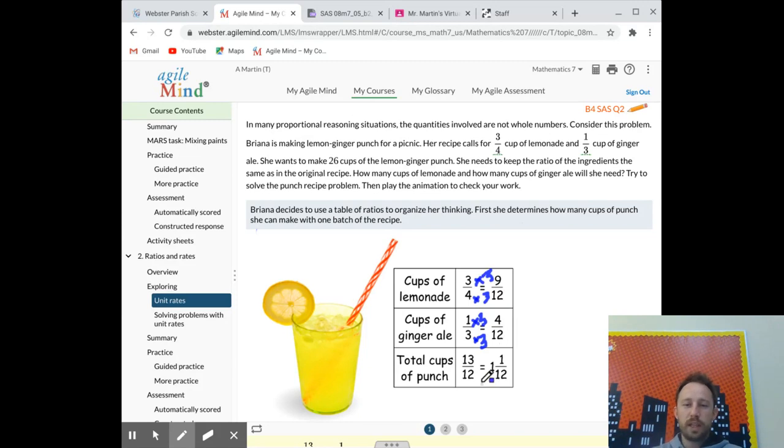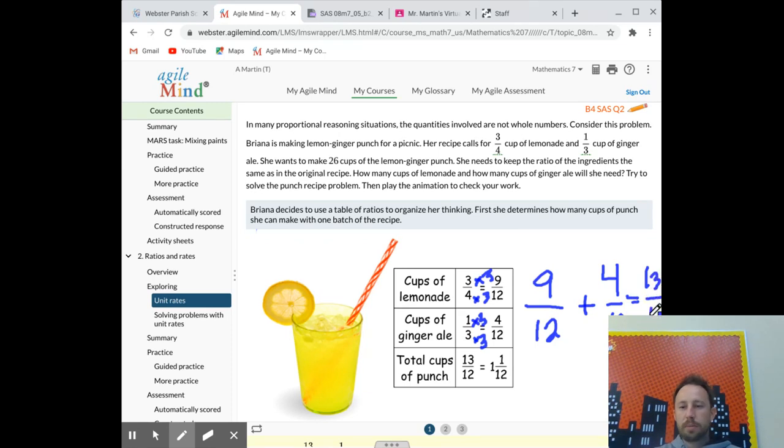And then what did they do to find the total cups, Sarah? They divided. Did they divide? Or no, they multiply. How do we get a total? We put it together. So they took 9 12ths and 4 12ths, and they did what? They added them. Good. 9 12ths and 4 12ths.